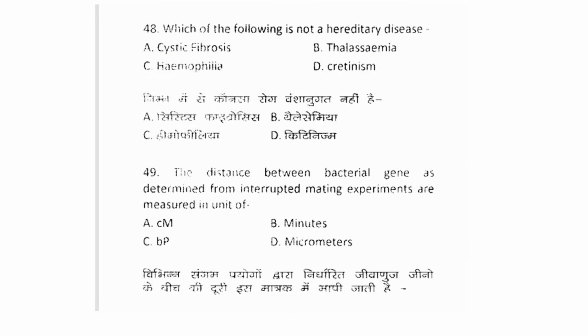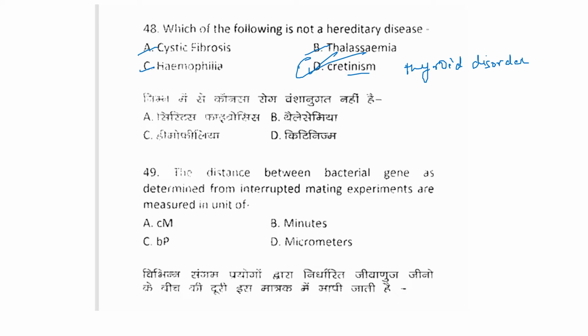Now the next question is, which of the following is not a hereditary disease? So hemophilia and colorblindness are recessive X-linked diseases. Cystic fibrosis and thalassemia are also hereditary diseases. So among these, cretinism is the right answer. Cretinism is a thyroid disorder. It is caused due to low level of thyroxine hormone.